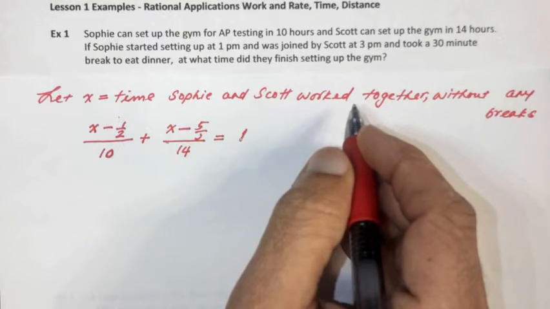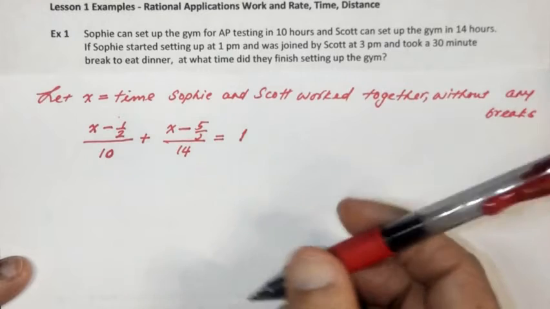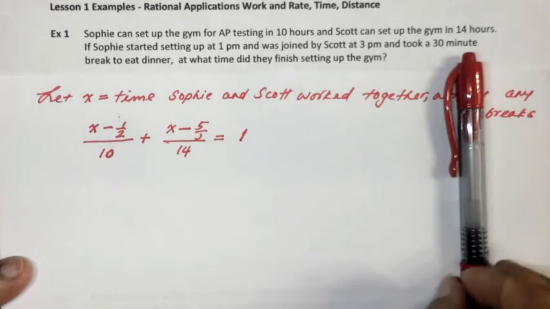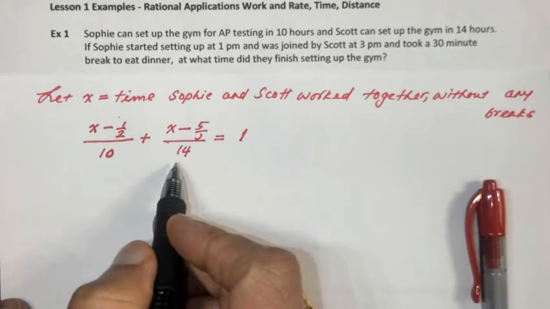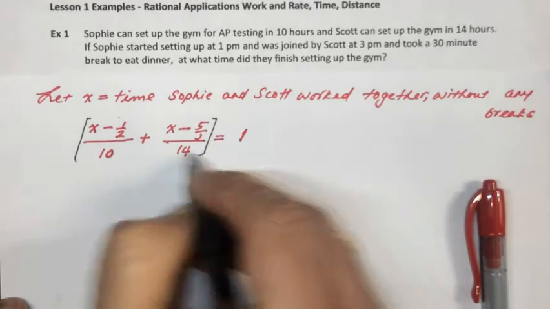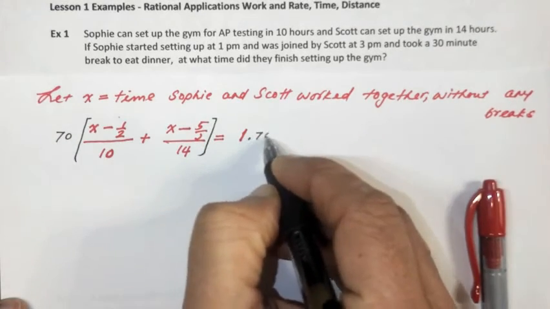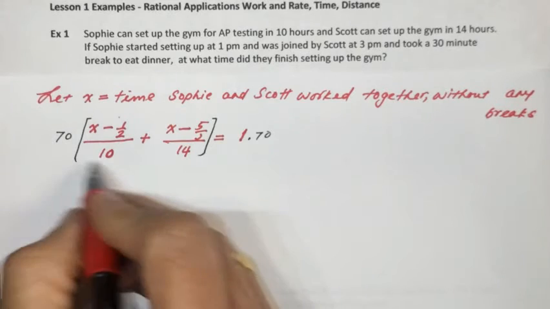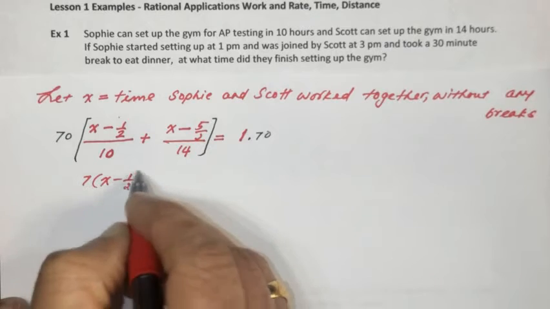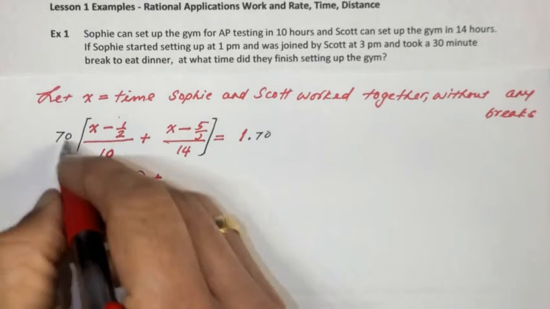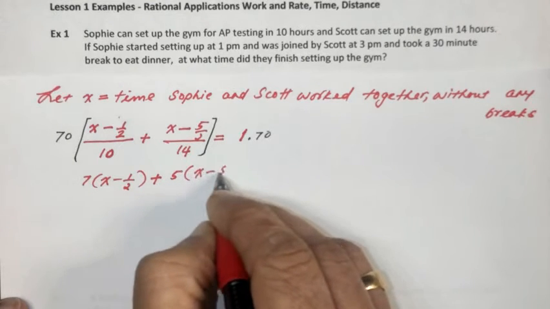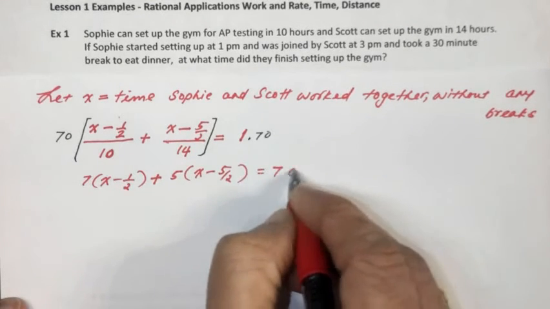Now just a quick math in here. The common denominator of 10 and 14 is going to be 70, so multiply both sides by 70. When you multiply this, 10 goes into 70 7 times, so it will be 7 times x minus 1/2, plus 14 goes into 70 5 times, so 5 times x minus 5 over 2, that is equal to 70.